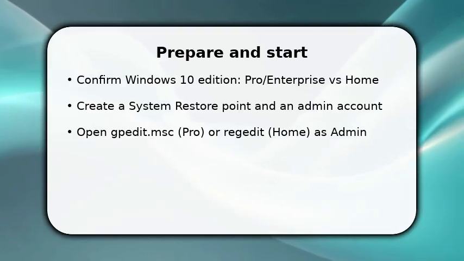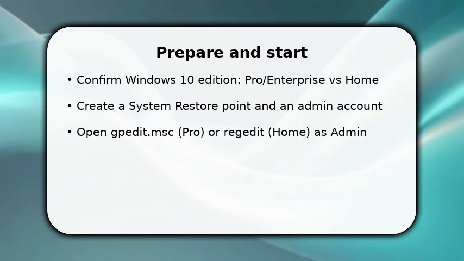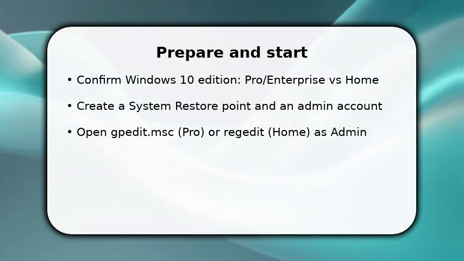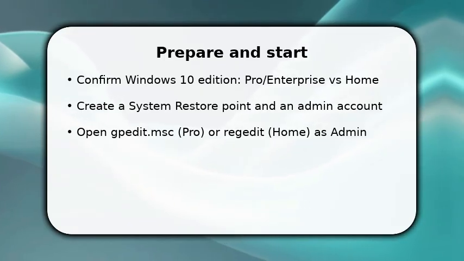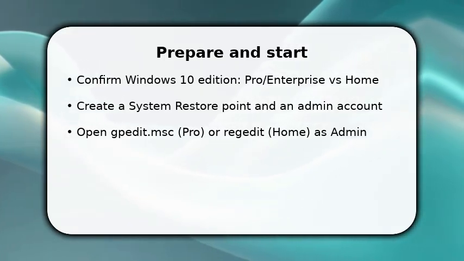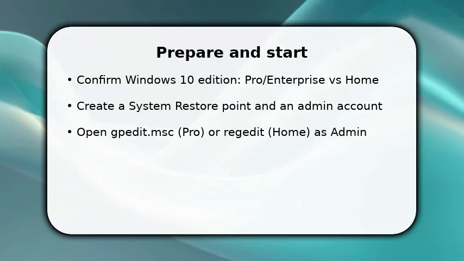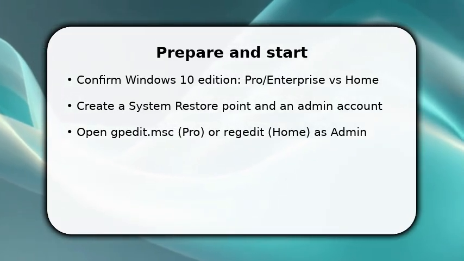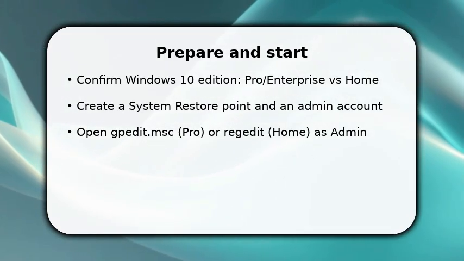You'll start by checking your Windows edition and making a restore point. That saves time if something goes wrong. Once done, sign in with an administrator account. Open the Group Policy Editor if you have Pro/Enterprise, otherwise launch Registry Editor for Home. Make sure Windows Update isn't actively installing.